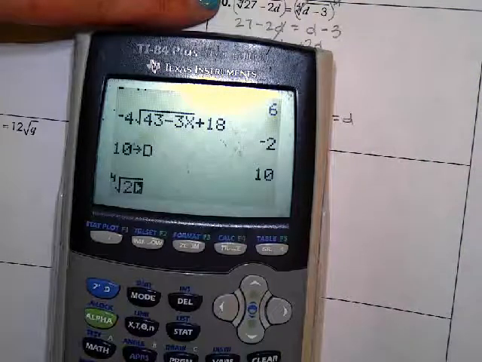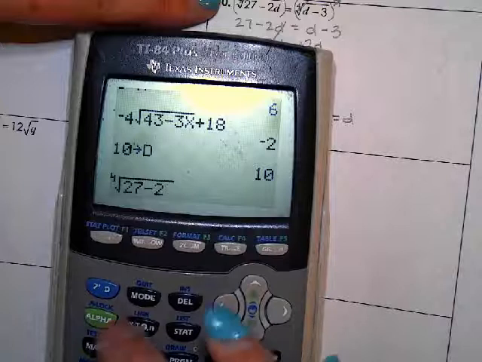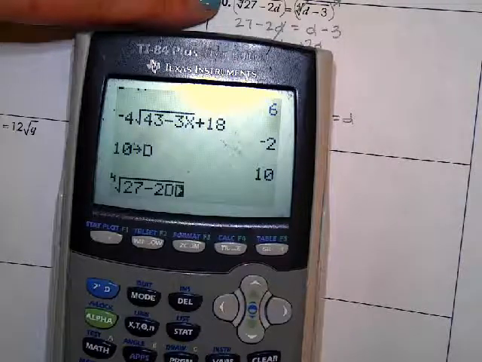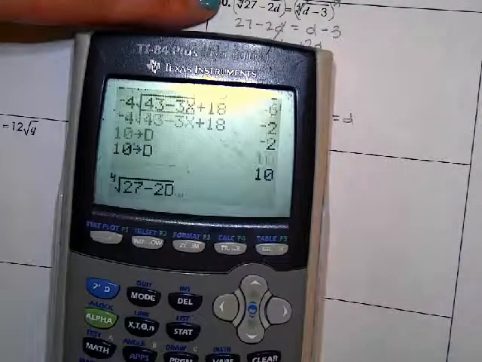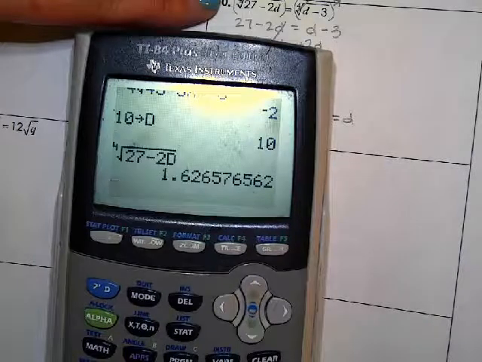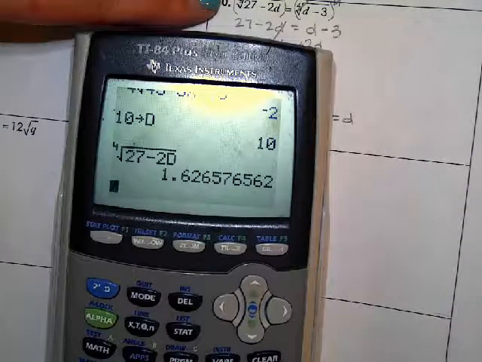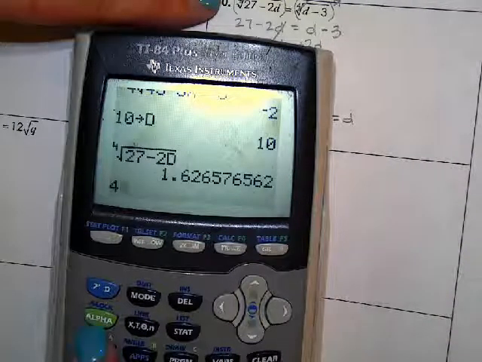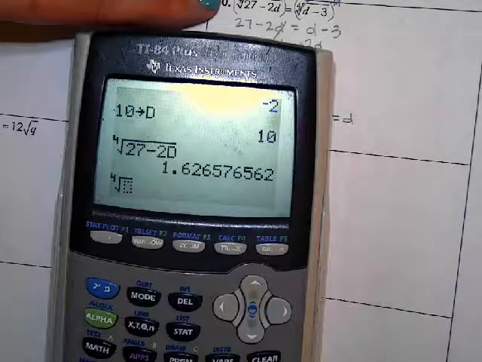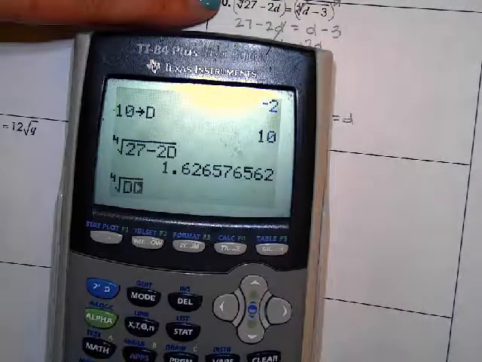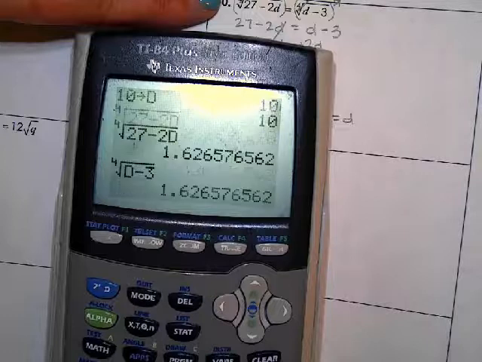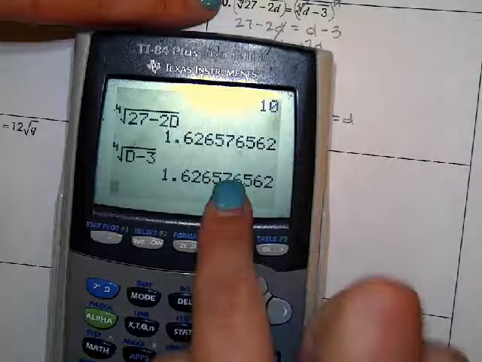And I need to make sure that whatever this decimal is, or whole number, that needs to be the same as when I type it on the right side. So fourth root, math button, d minus 3. They got to be the same. So my decimals are the same, so this is not an extraneous solution. This is a good answer.